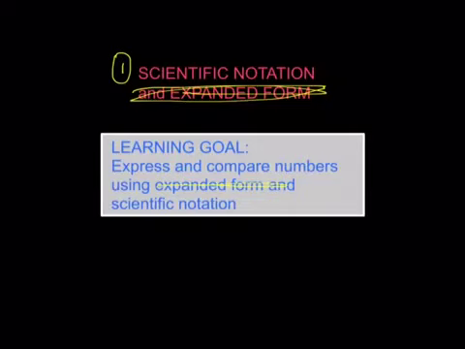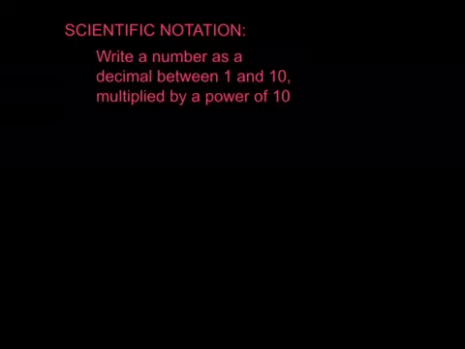So what is scientific notation? Scientific notation is when you write a number as a decimal between 1 and 10 and multiply it by a power of 10. It sounds kind of complicated, but once we go through it, it won't be so complicated. Really, the basic understanding of it is you take a really big number, or any number, and you could make it into a much smaller math sentence that's a little bit easier to understand, or at least to write.